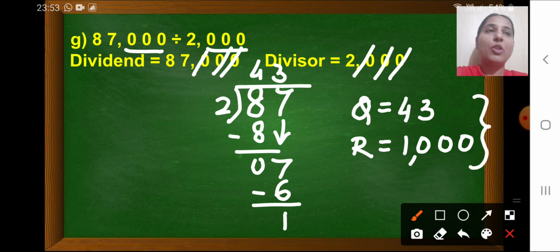Got it, children? Don't forget to add the cancelled number of zeros back to the remainder. We will not do anything to the quotient, only we will add the common number of zeros back to the remainder only. Okay?